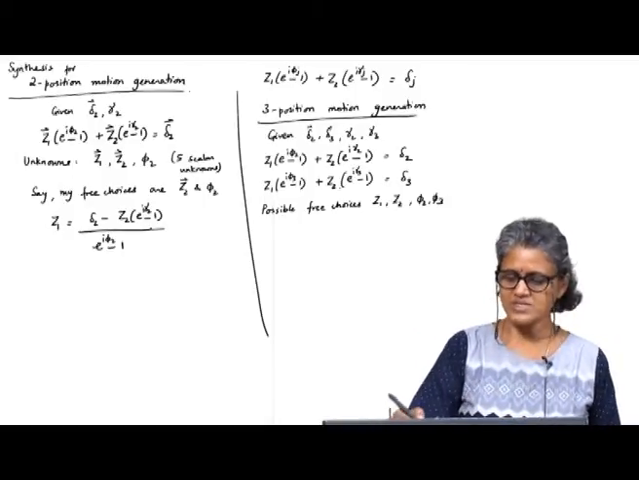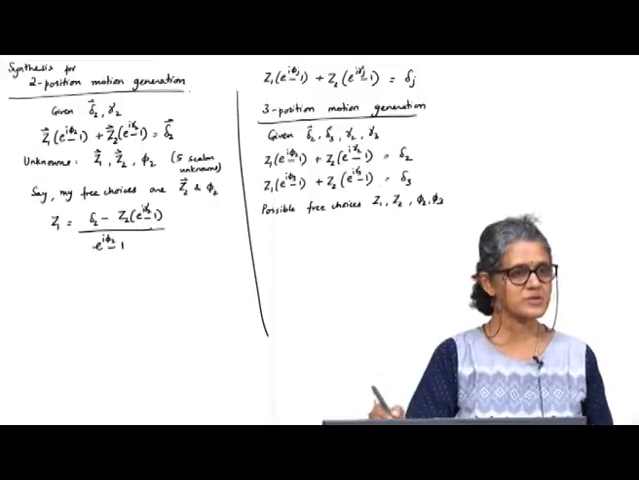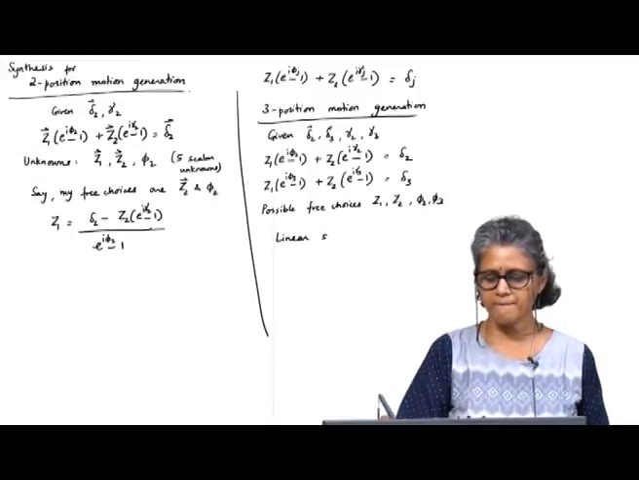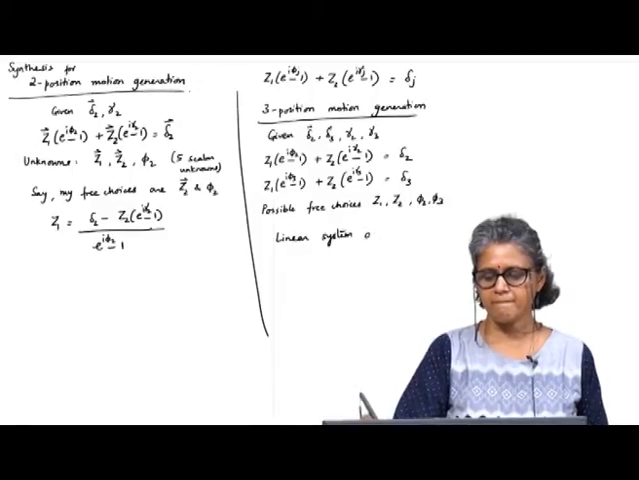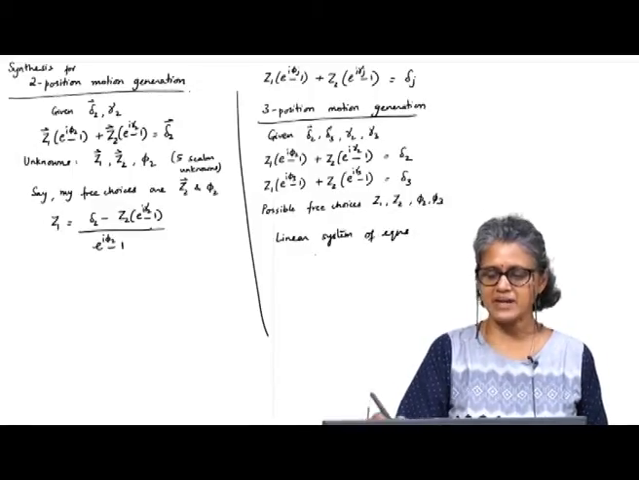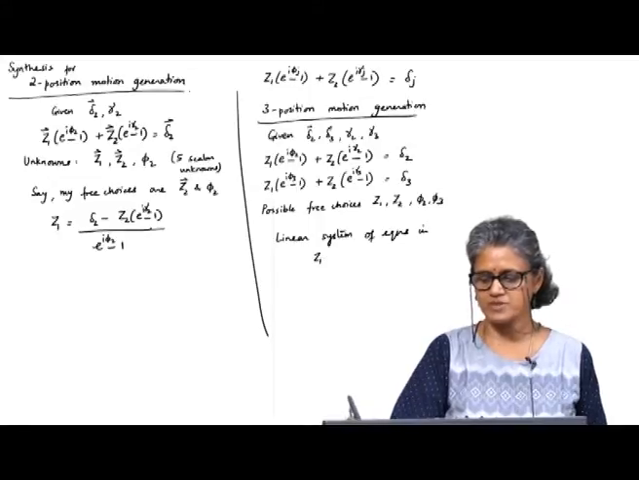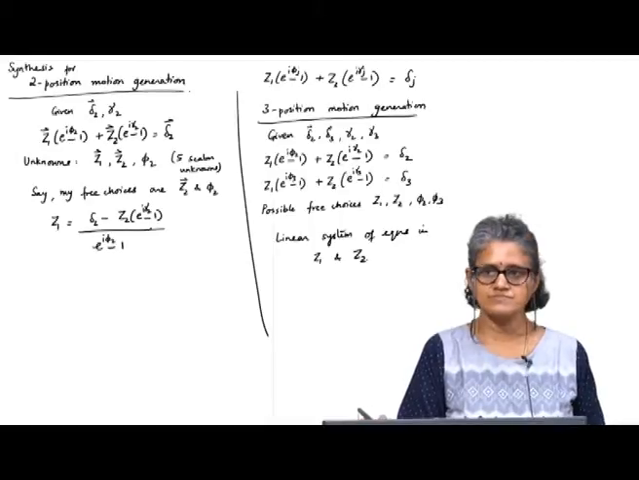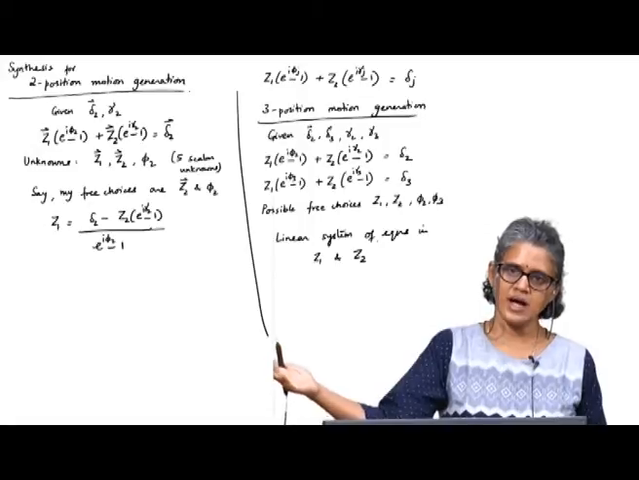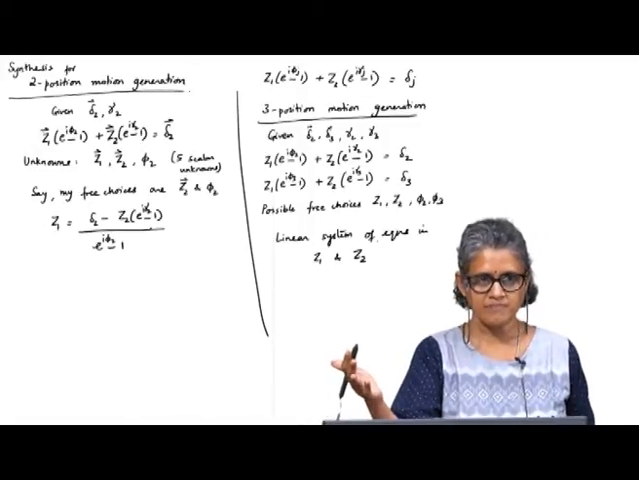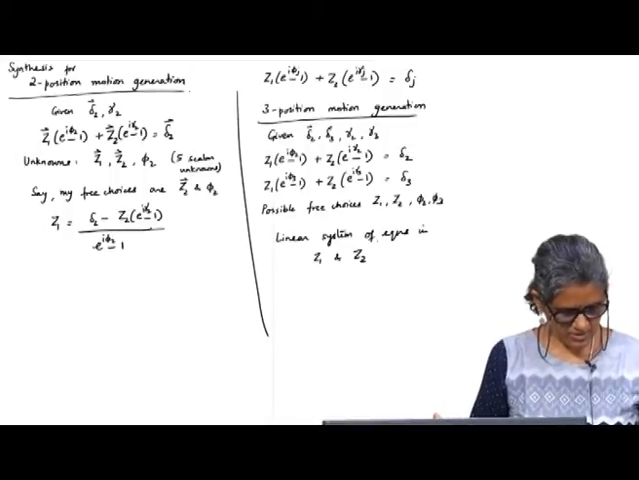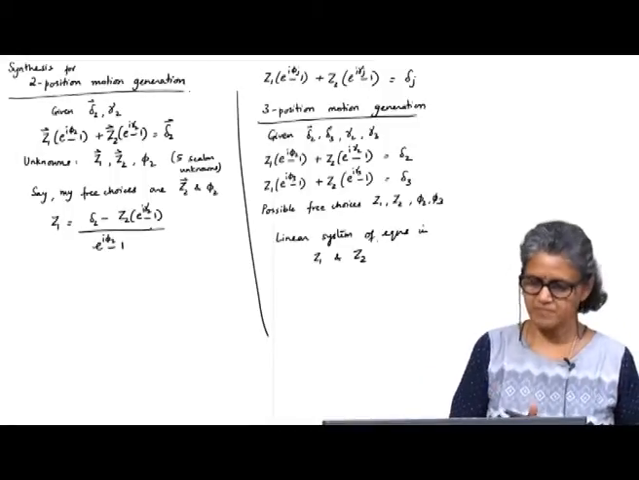So once I do this, it's a linear system of equations in Z1 and Z2. And MATLAB can easily solve it for me. Okay, and I can find the 2 vectors. I repeat that for the other side of the 4 bar and I end up with the whole thing.